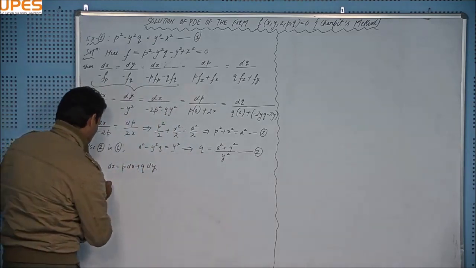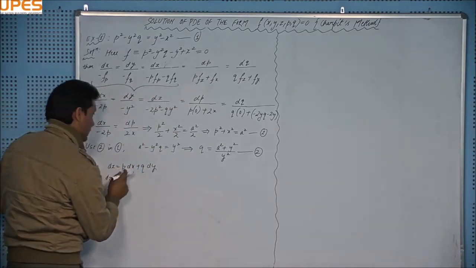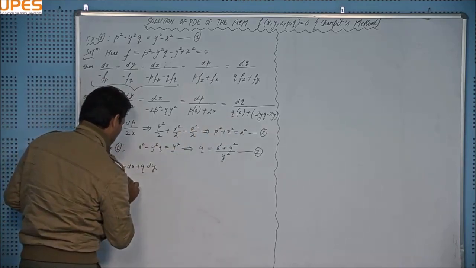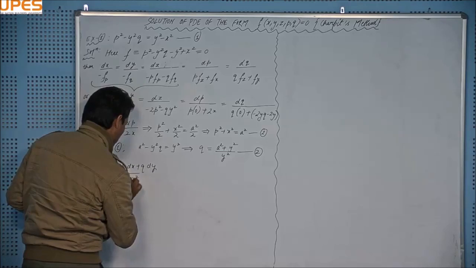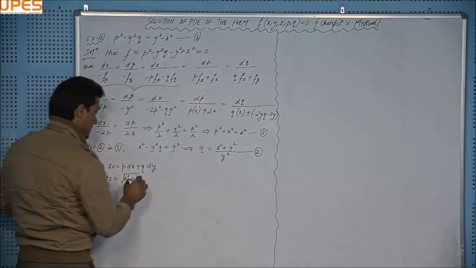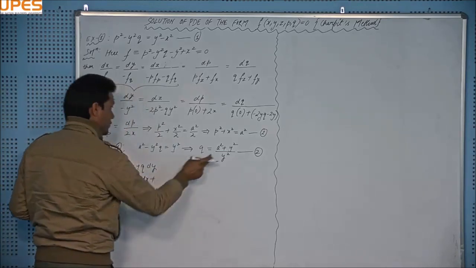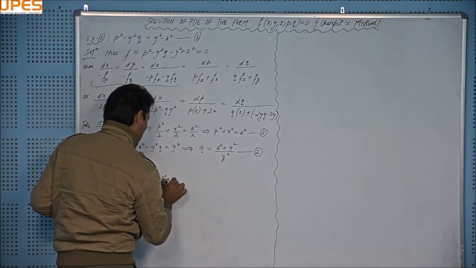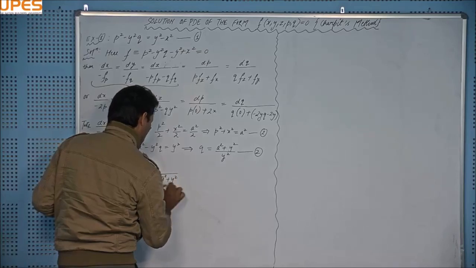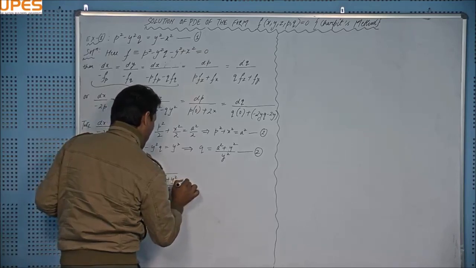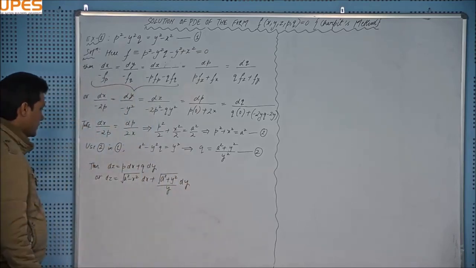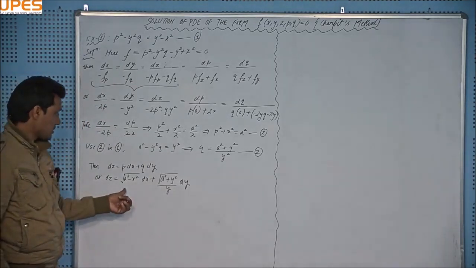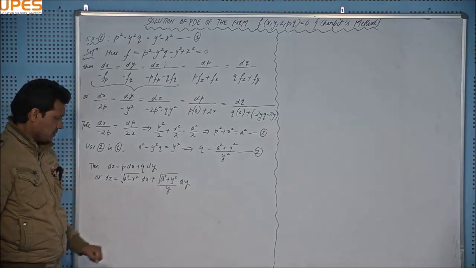So substituting values of p, what is my p? p will be the square root of a square minus x square, taking the positive square root. Value of p from here, and dx, and the value of q will be under root of a square plus y square over y, and here I have dy, right? And now I see that I can integrate this.